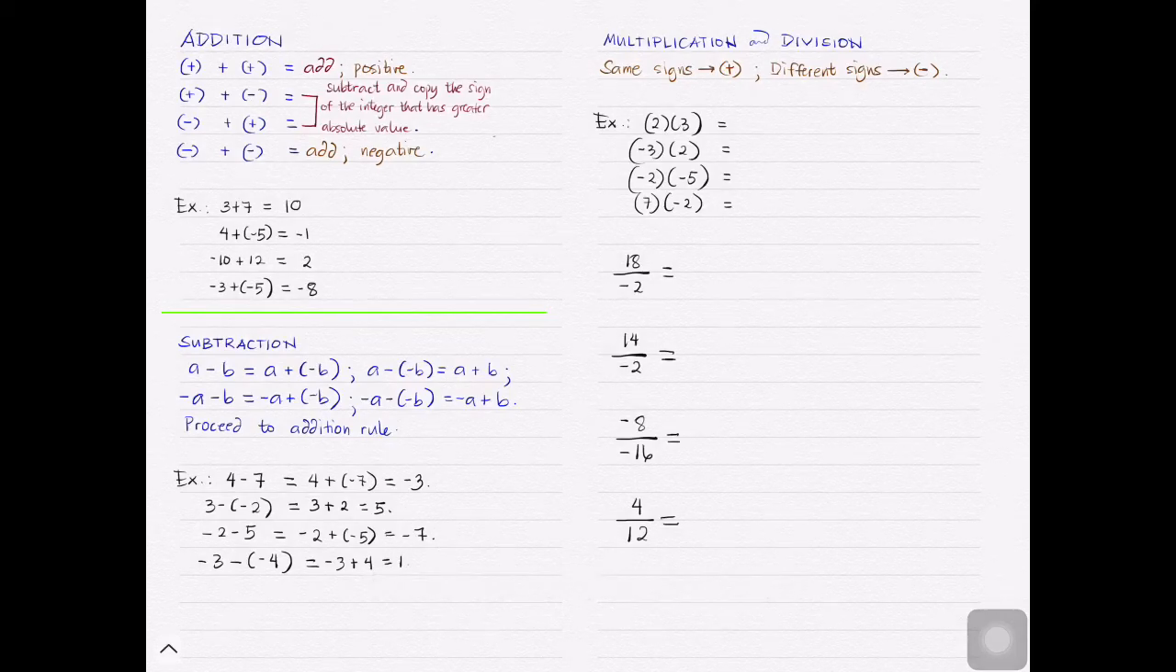Now let's have multiplication and division of integers. Observe that these two operations have the same algorithm. That is, if we are to either multiply or divide integers which have the same signs, our product or quotient will always be positive. And if we are to either multiply or divide integers with different signs, the product or quotient will always be negative.